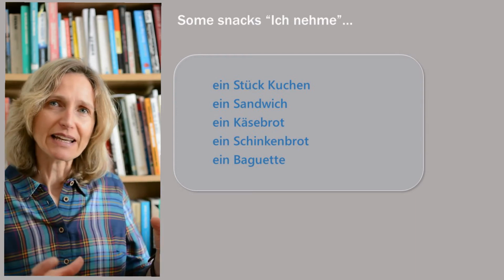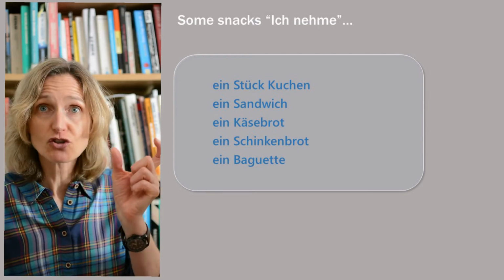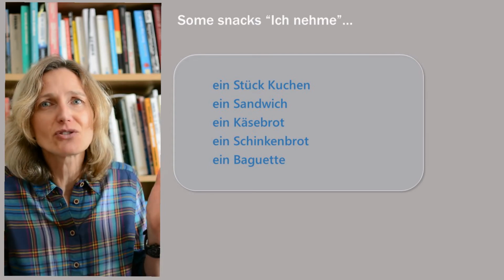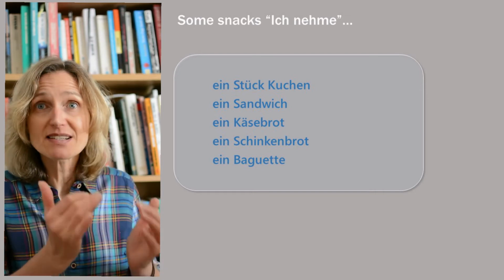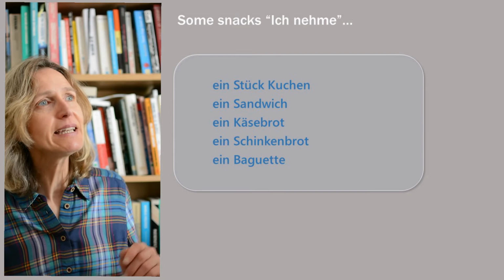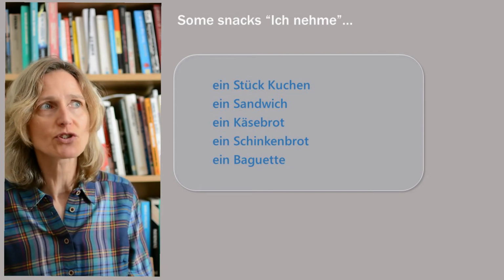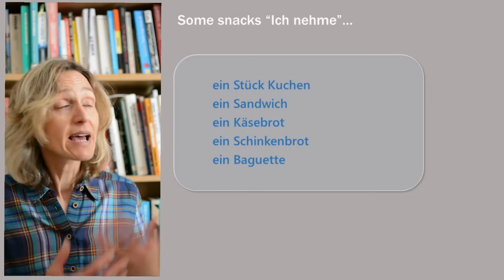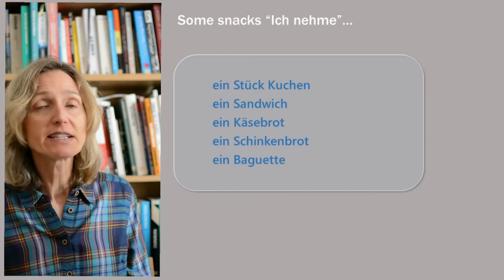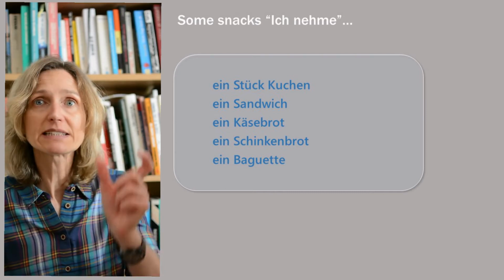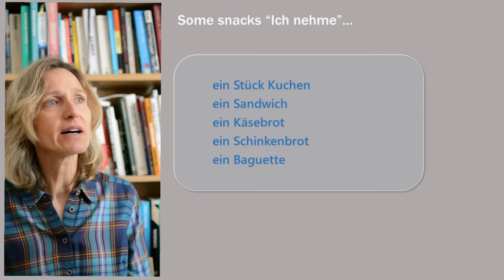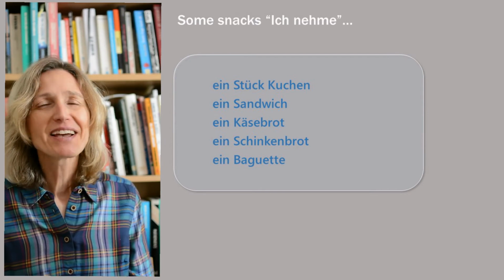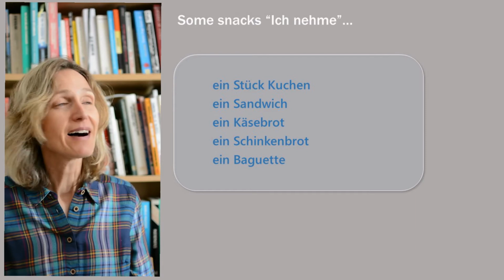But more traditionally, the word is Brot. And in front of the word Brot, you would have whichever sandwich it is you'd like. So for example, if you wanted a cheese sandwich, you would say, ich nehme ein Käsebrot. If you wanted a ham sandwich, you would say, ich nehme ein Schinkenbrot. So Schinken is ham. The word for baguette is very easy, it's the same as in French. So ich nehme ein Baguette.